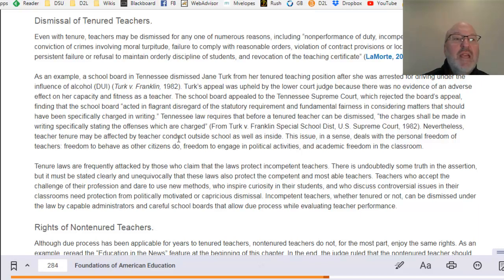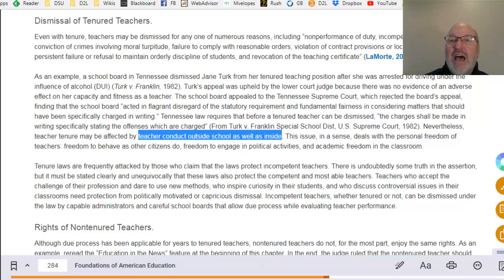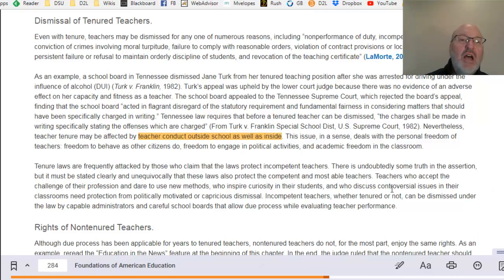Dismissed, the charges would be made in writing specifically. Nevertheless, teacher tenure may be affected by teacher conduct outside of school as well as inside. And this got a lot more slippery than it used to be. When I studied school law in grad school, there were many cases about this particular thing. What would be deemed conduct that you could lose your tenure over, that you could be fired for? One of the things was having an affair.